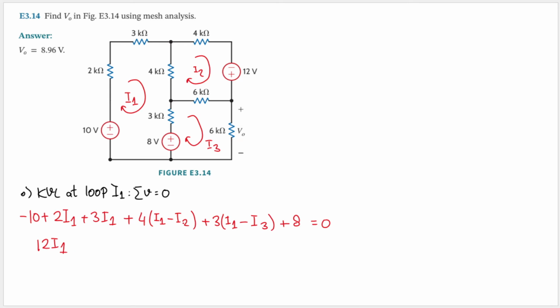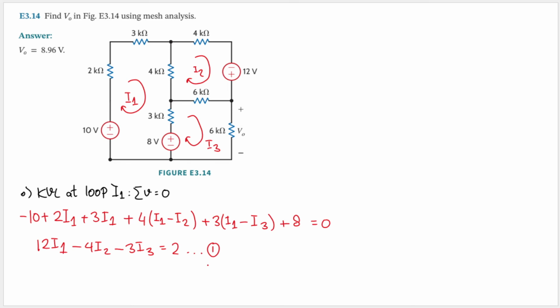I2 only comes from here, but we have 4 of them, so I will have minus 4 I2. And then minus 3 I3. That is only came from here, right? So we'll have minus 3 I3. Minus 10 plus 8 is minus 2, but then we move it to the right hand side, so this will equal to 2. I think nothing further that we can do from here. Let's save this as equation number 1.